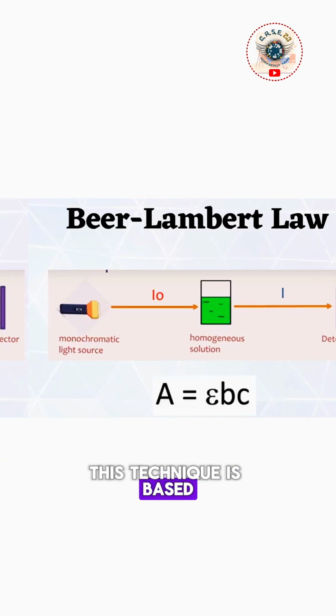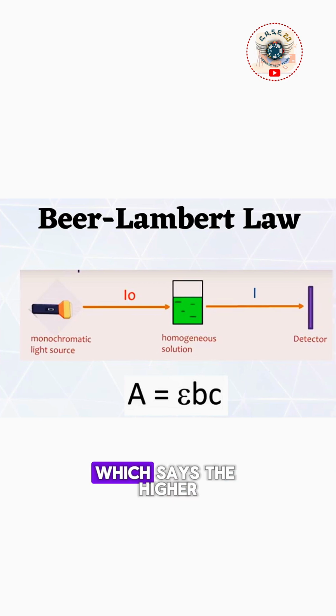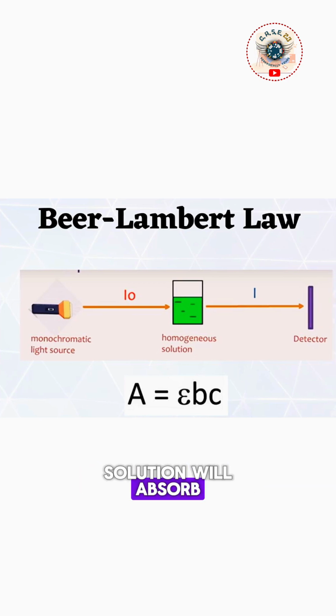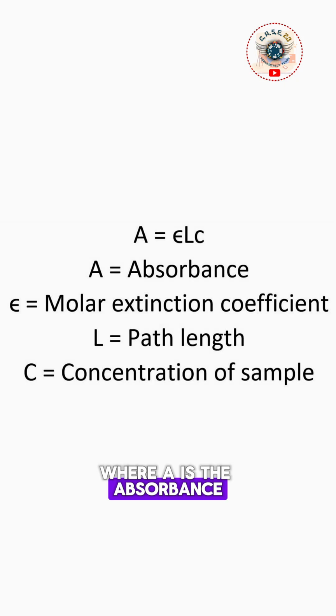This technique is based on Beer-Lambert's law, which says the higher the concentration, the more light the solution will absorb. That is, A = εCL, where A is the absorbance, ε (epsilon) is the molar absorptivity, C is the concentration of the solution, and L is the path length of the cuvette.